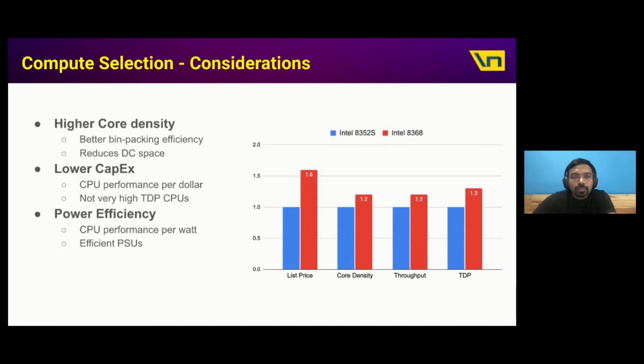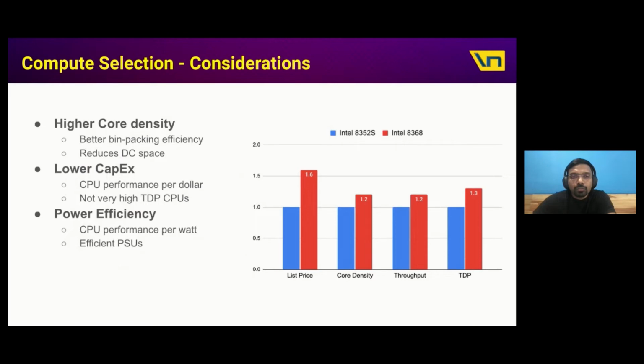So here are the major considerations while choosing a compute platform. One is the core density. More number of cores per server will reduce the bin packing wastage and also reduce the DC space requirement. So we can either build a smaller DC space or leave more free space in the racks for future expansion. Next, we have to reduce the capex. CPU performance per dollar is the main metric here.